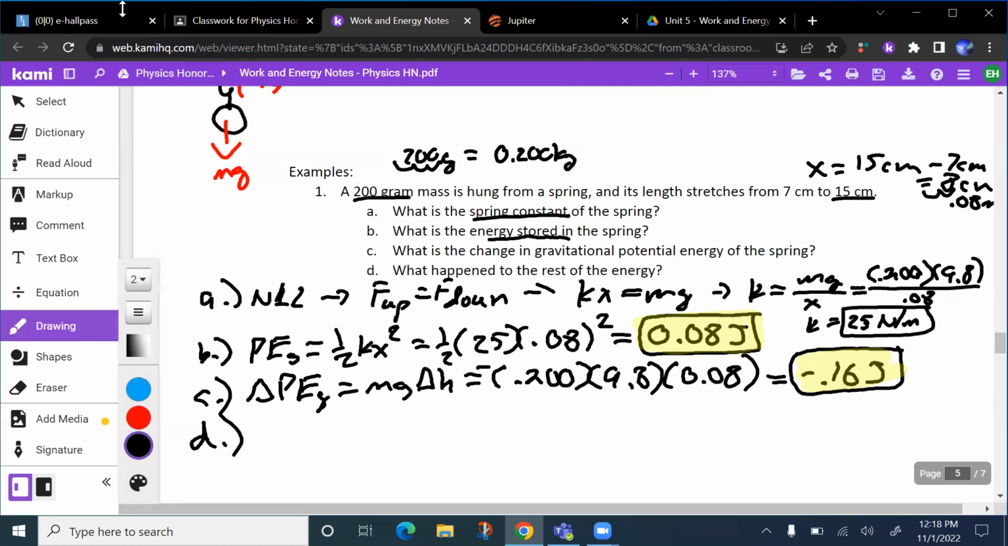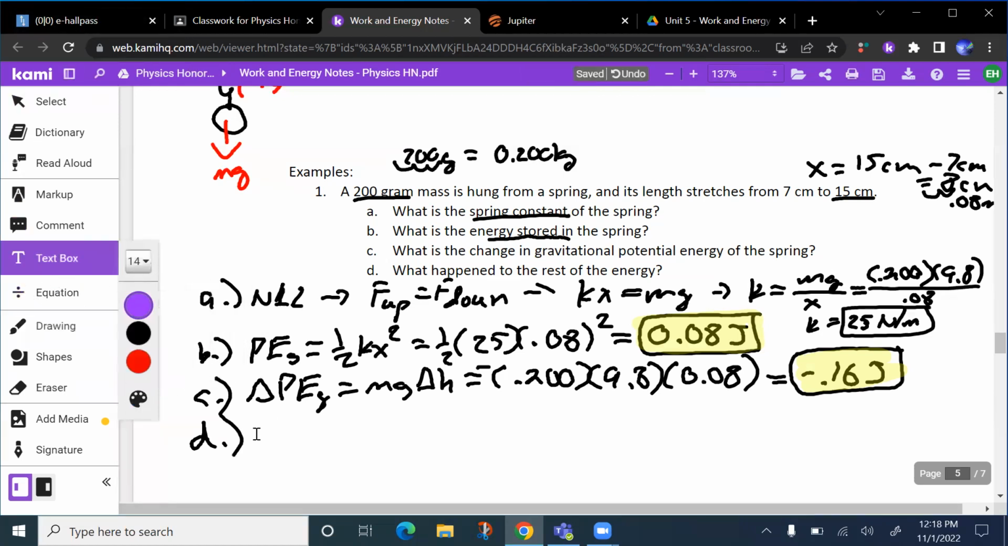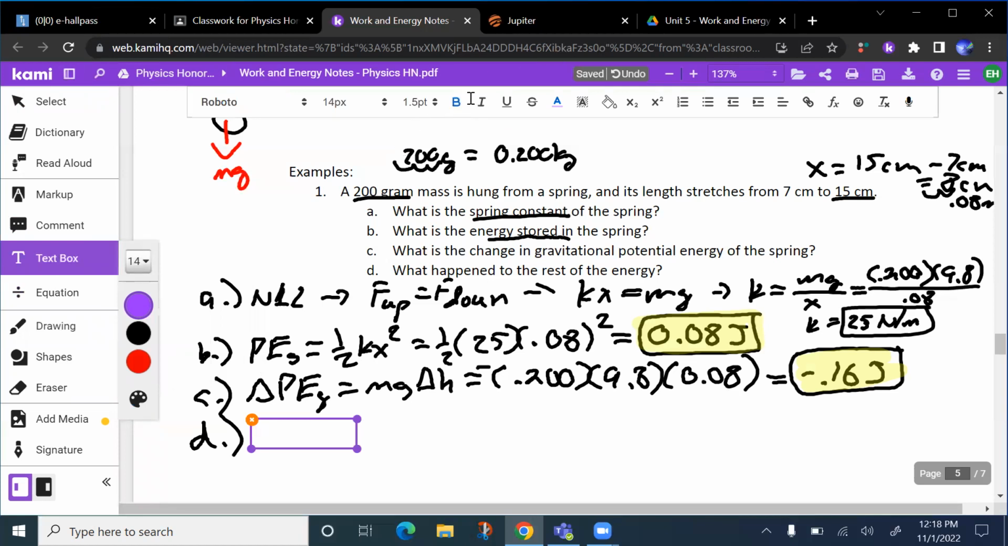Let's just go ahead and type it in. So now the idea is that the total potential energy is negative 0.08. It's the sum total of your spring potential and your dropping change in gravitational potential energy. So basically what happens is we lose more gravitational potential energy than we gain stored energy in the spring.